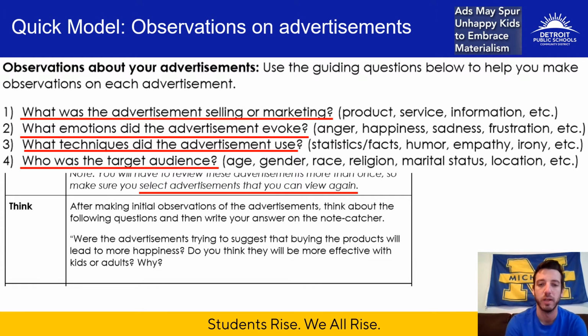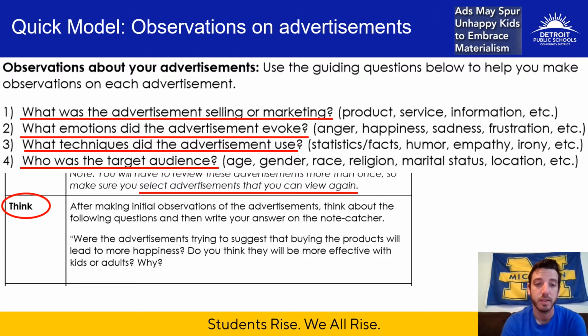Who is this meant for? Think about age. Is it meant for kids, young adults, elderly people? Think about gender. Think about race, religion, marital status, meaning if you're married, single, divorced. Location. Is it specifically targeted towards a location? So people that live in this area, in this part of the world, or is it a broader audience? So think about who the target audience is for the advertisement, because that really does impact a lot of things.